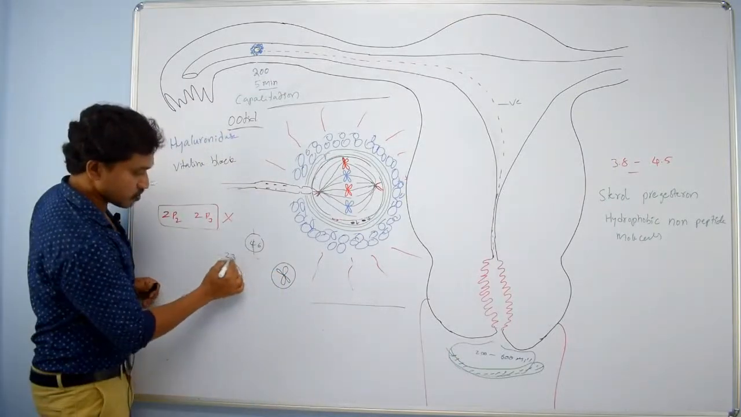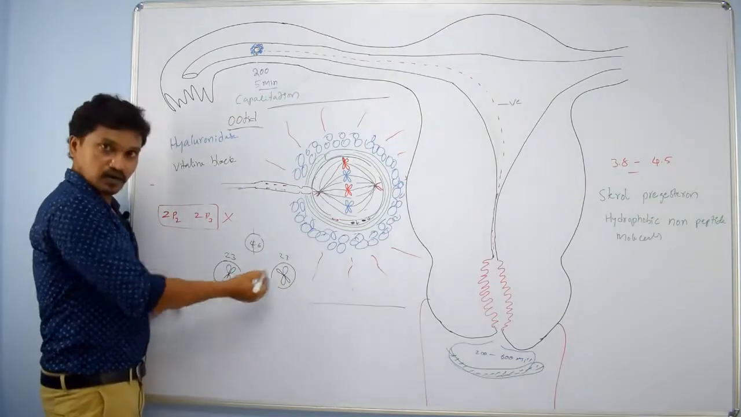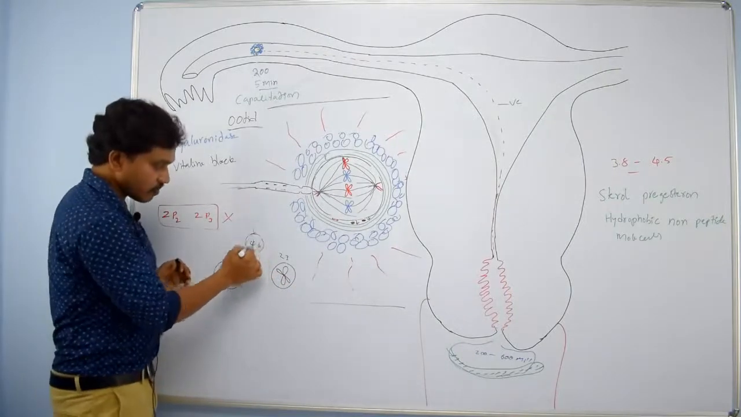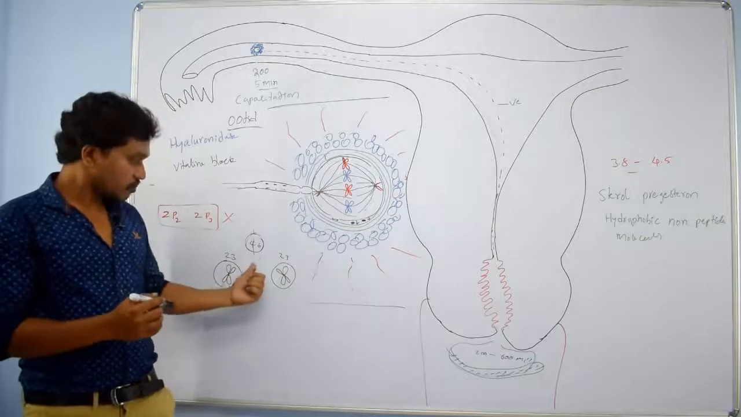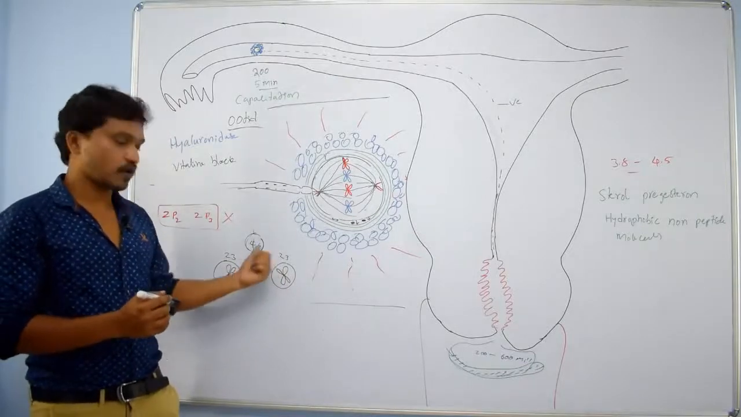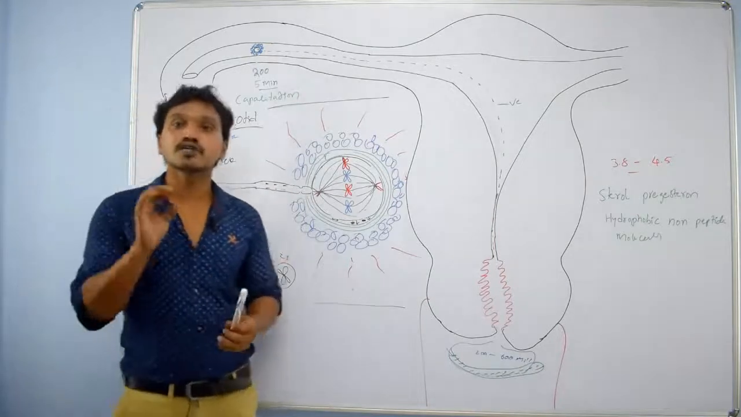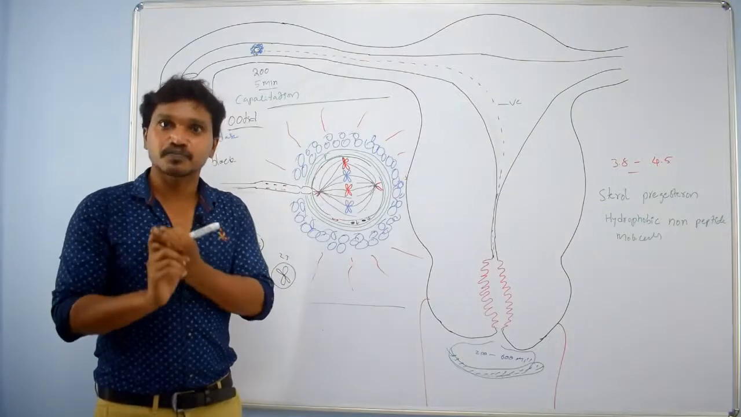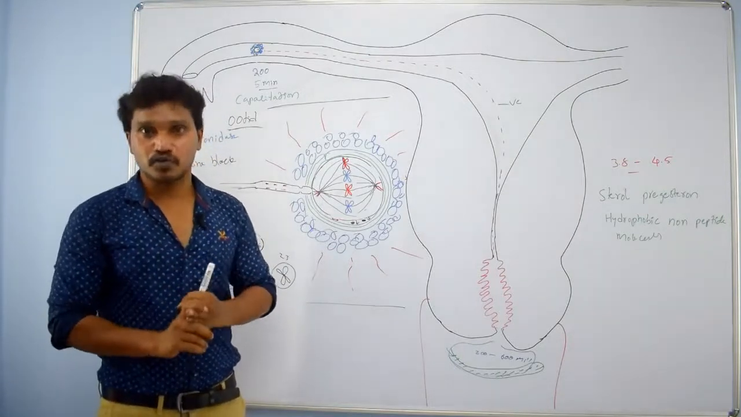Then the second one, restoration of diploid number of chromosomes, that I have discussed here. Here 23 chromosomes, here 23 chromosomes. Both male and female pronucleus united. Totally it became 46 chromosomes. So from haploid to diploid. Clear? So restoration of diploid number of chromosomes. Second one, write it down: restoration of diploid number of chromosomes.